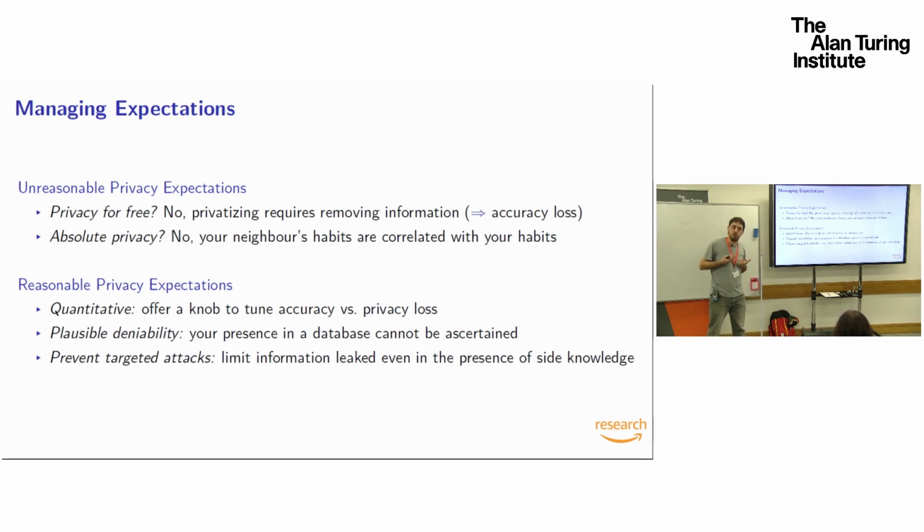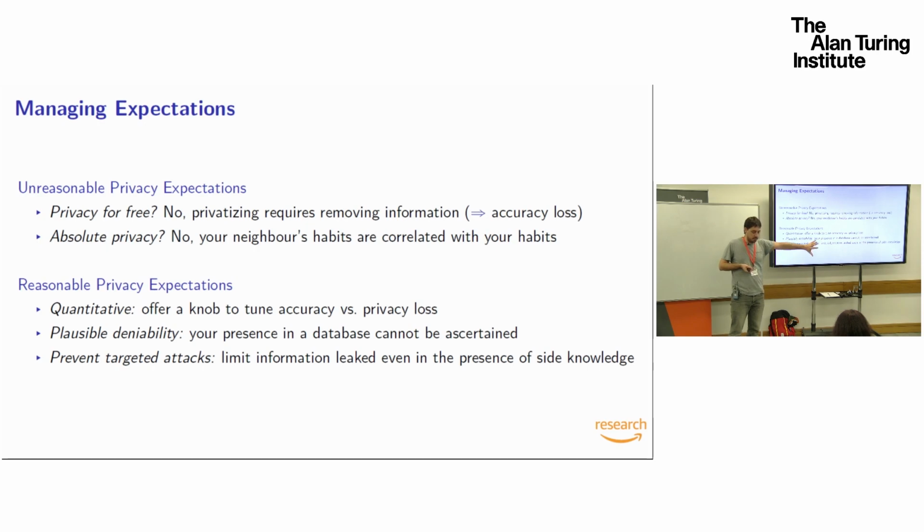But at least we can hope to quantify how much we lose. The second, and this is a bit counterintuitive, but it's good to be aware of it, is that you cannot hope for absolute privacy. In the sense that if my data is in no data set at all, that doesn't mean that things about me will not be revealed. Because what I do is probably correlated with what my neighbors do, what my friends do, what my colleagues do, what my family does. So all these things are correlated.